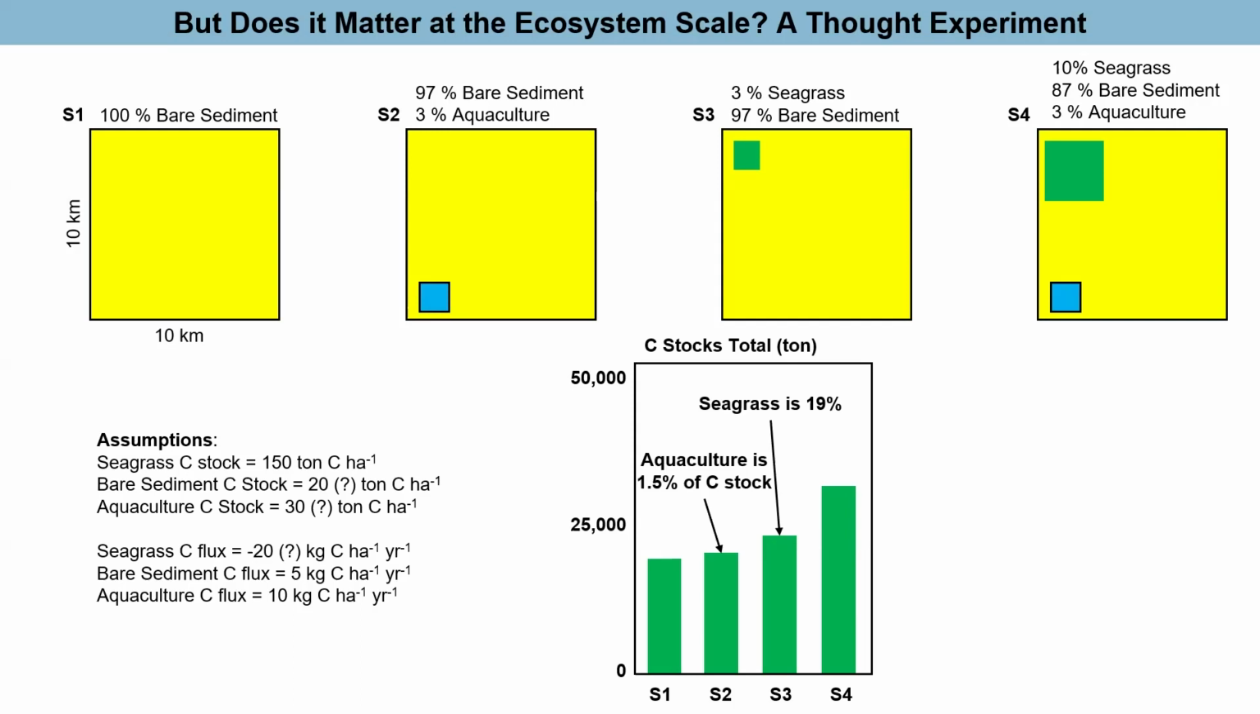But then we can also go to this last one and look at, well, what happens if we have this mosaic? If we increase our seagrass, we see that there's even more importance, and the oysters become even less important in that context.